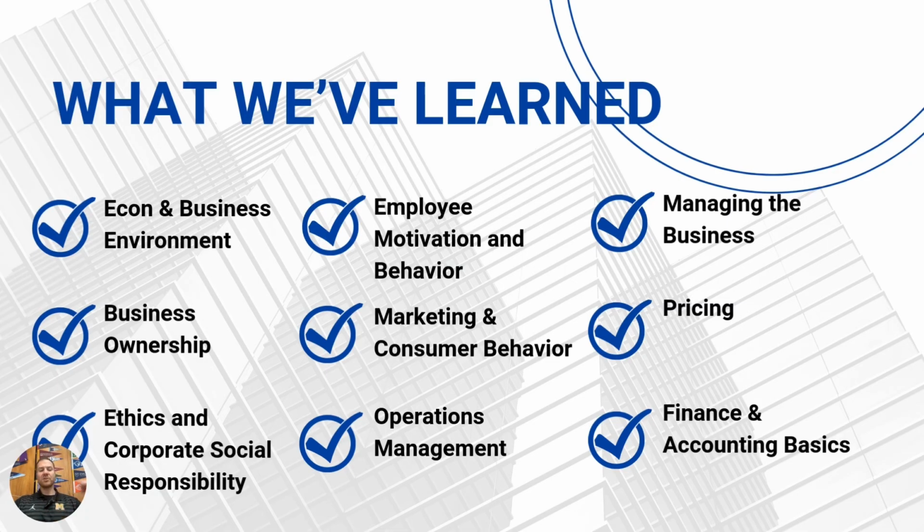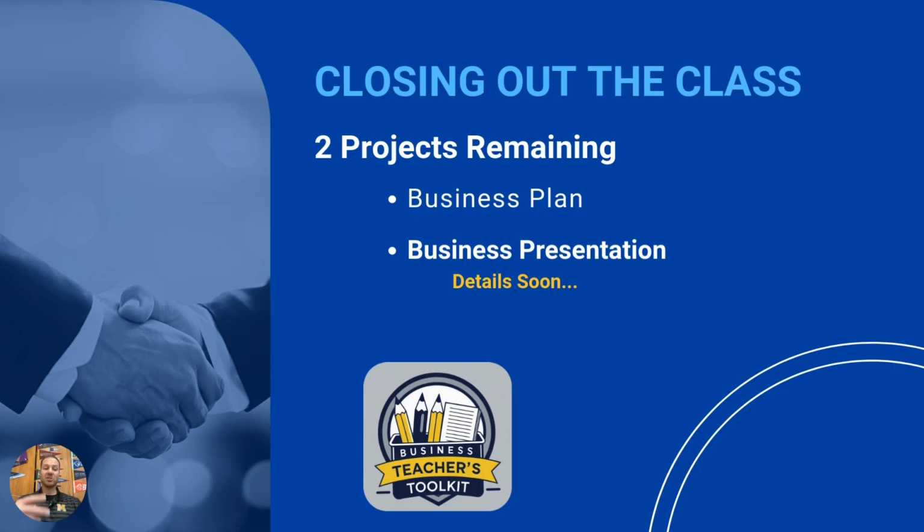So I always start this type of culminating unit by explaining where we started and where we have gone to. We started with basics of economics and business environment, business ownership and entrepreneurship, ethics and corporate social responsibility, employee motivation and behavior, marketing and consumer behavior, operations management, managing the business, pricing, finance, and the basics of accounting. The two final things that we have left are the business plan and business presentation.